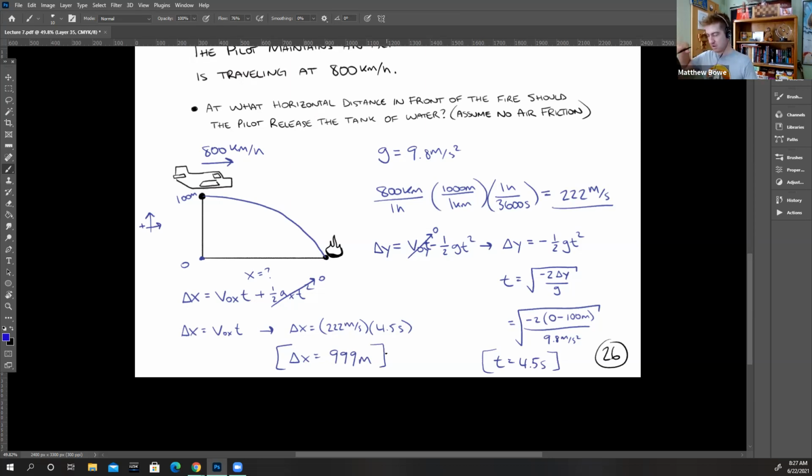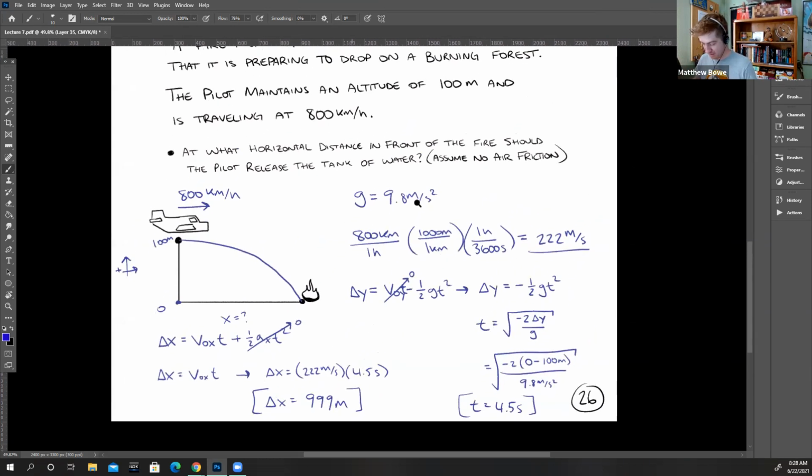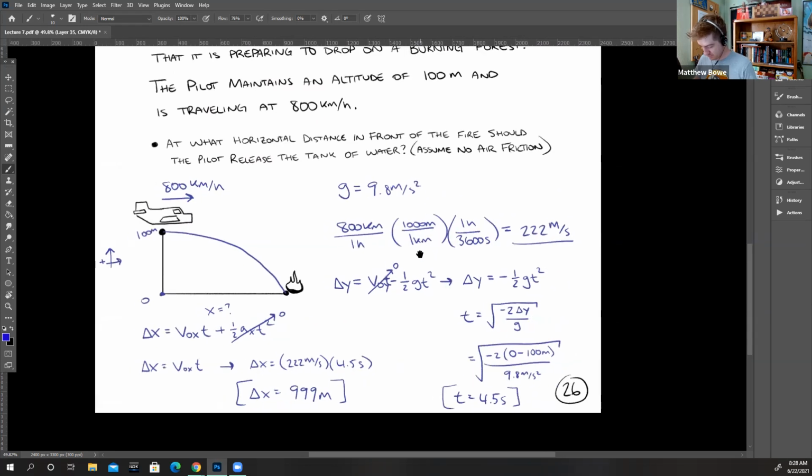This pilot has to release the tank of water. So if they're fighting a fire, it's going to be urgent, and that'll be a waste of resources if they miss. All right. So there is a little example on that, and we're going to move on to circular motion.